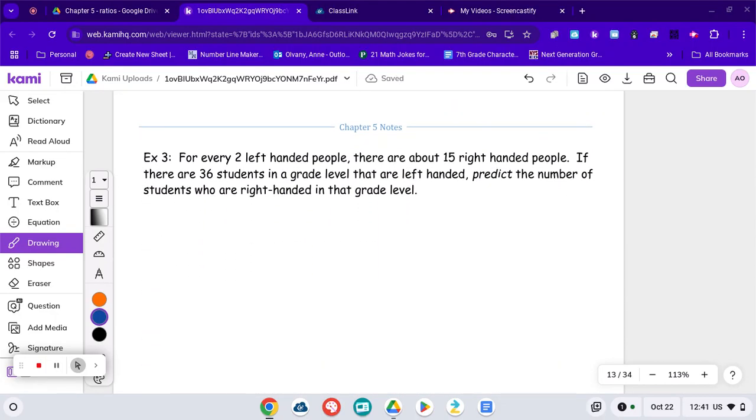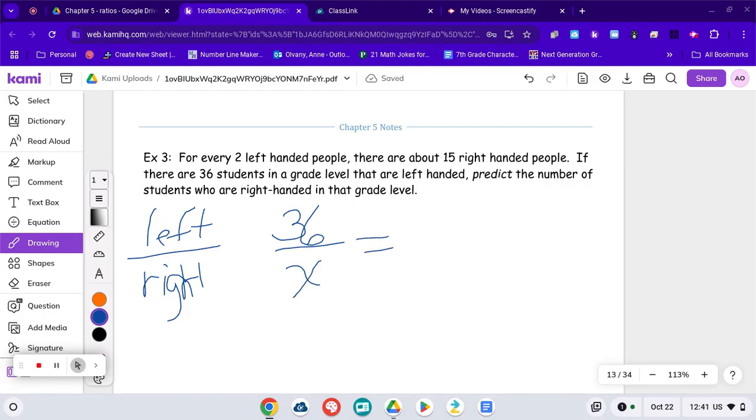For every 2 left-handed people, there are about 15 right-handed people. So it looks like I'm going to compare left-handers to right-handers. If there are 36 students in the grade level that are left-handed, predict the number of students who are right-handed. So I don't know how many here. Oops, I forgot this part. 2 left-handed to 15 right-handed. So it doesn't matter which side the ratios are on, because either way you're going to cross multiply.